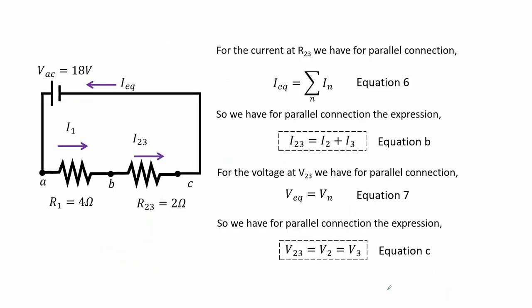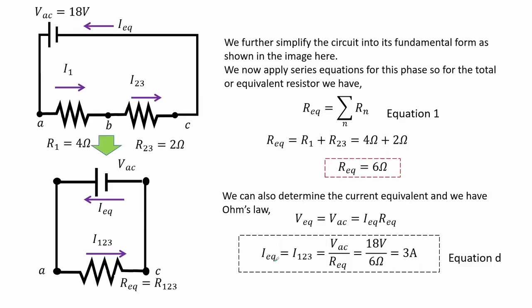For current at the combined resistor 2 and 3, we use equation 6 and we get a function in equation B. For the voltage we use equation 7 and we see that it is just equal voltages as a condition for parallel circuits as shown in equation C. We further simplify the circuit into its fundamental form as shown in the image here. We now apply series equations for this phase.